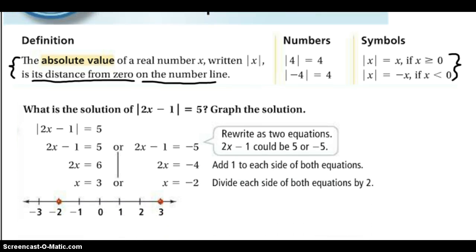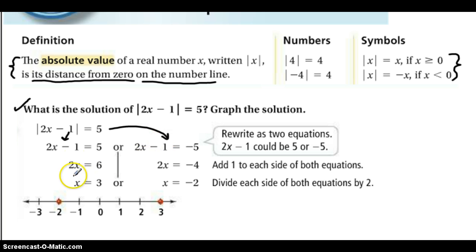So let's take a look at our first example here. What is the solution for the absolute value of 2x minus 1 equaling 5? Remember, it's going to have two solutions because it's an absolute value problem. So what they've done is split it up into two problems. First one, they just dropped the absolute value symbols. The second one, they dropped the absolute value symbols and set it to negative 5. In other words, we're taking the opposite of its solution. Positive 5, negative 5. We always take the opposite of it.